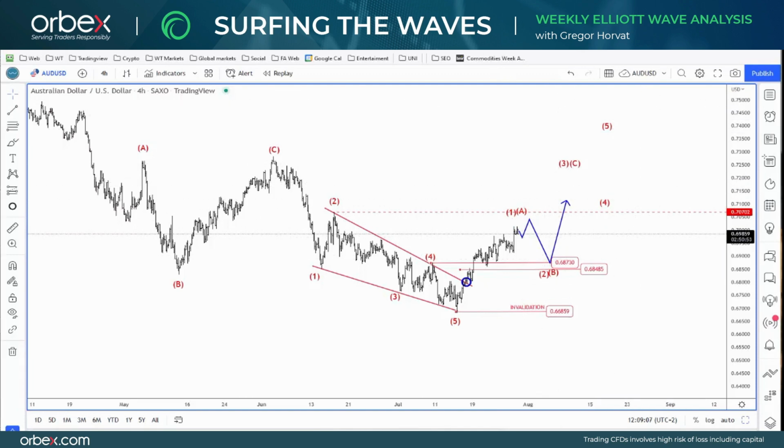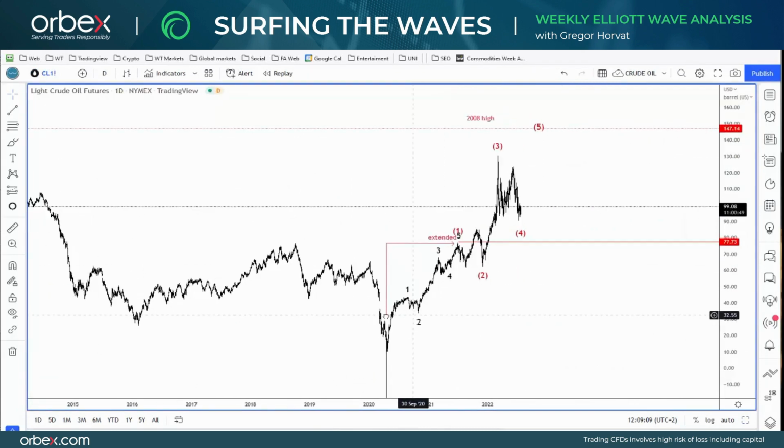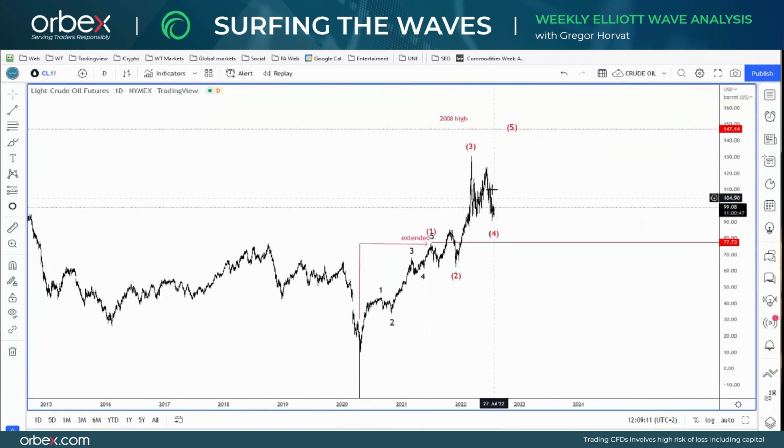Okay, now let's take a look also on crude oil. Now crude oil, bigger picture, yes, we have seen some very nice pullback, but unfortunately that's still only a 3 wave drop. Keep in mind that also in the big picture we haven't seen a retest of 2008 highs, so in my opinion this can be a correction on the way up.